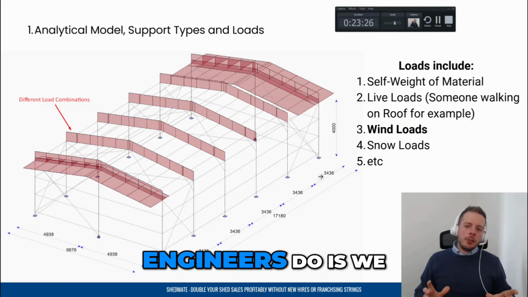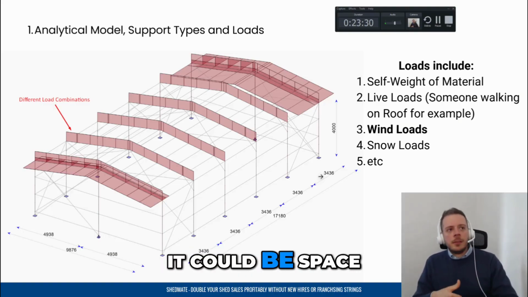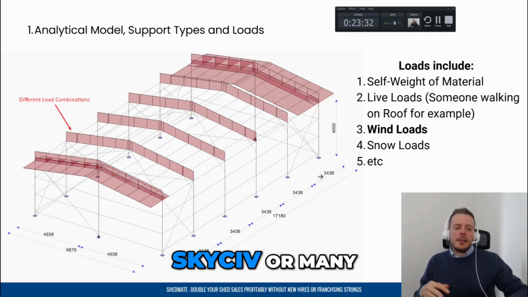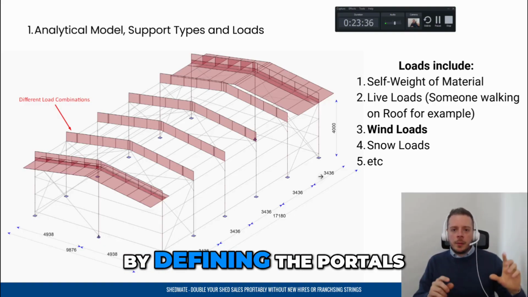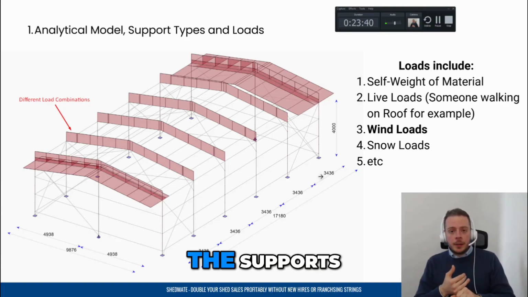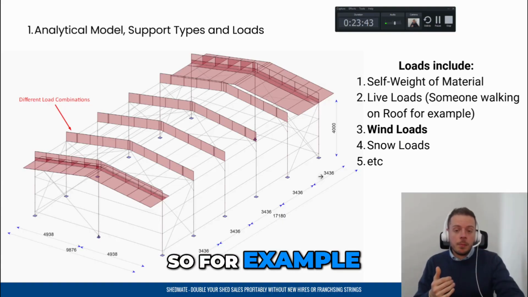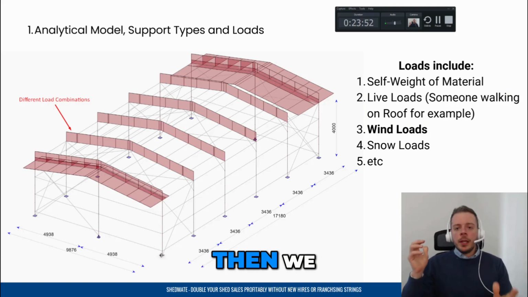So the first thing that engineers do is we go to a program. It could be Robot Structural Analysis, it could be SpaceGass, it could be SkyCiv, or many of the systems out there. And we start by defining the portals, like the geometry, and we define the supports. So for example, if it's going to be fixed or pinned, remember we discussed this already. Then we apply the loads.